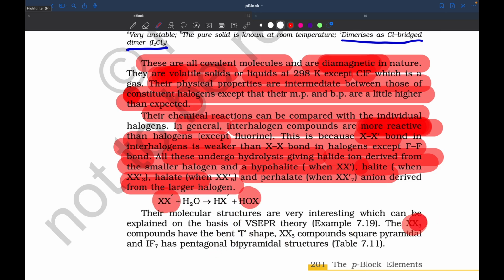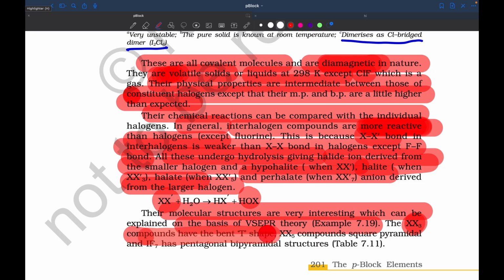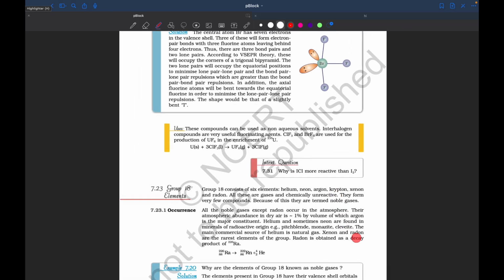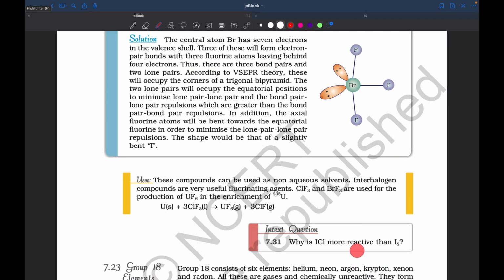If you take XX'3, you will get HClO3. If you take XX'5, you will get XO3. If you take XX'7, you will get HClO4. Their molecular structures are very interesting and can be explained on the basis of VSEPR. The XX'3 compounds have T shape, whereas XX'5 are square pyramidal, and IF7 has pentagonal bipyramidal shape. So these are the structures given here.